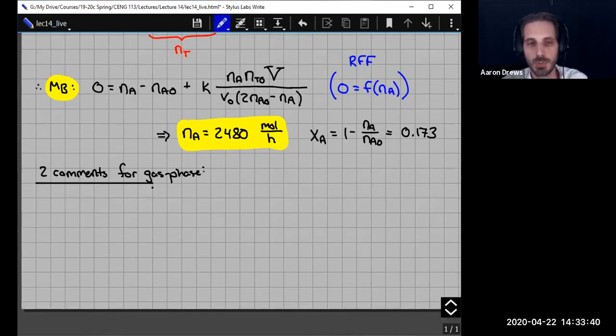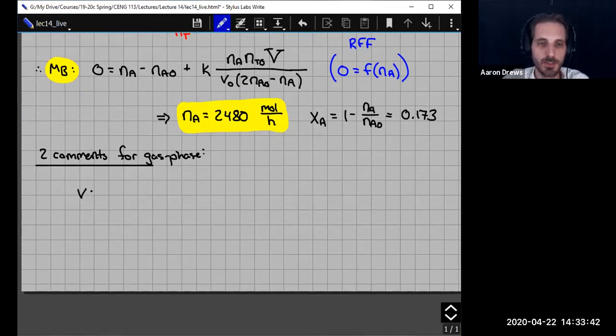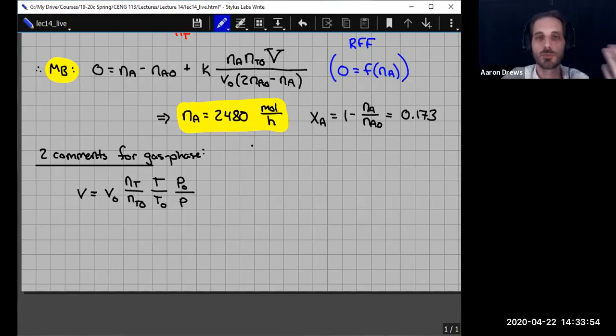The first comment is that V is equal to V0 times NT over NT0, T over T0, P0 over P. If that is the case, then under what conditions could the two be equal? Under what conditions could V be equal to V0? Well, if it's isothermal, then you'll get rid of this. That'll be equal to one.